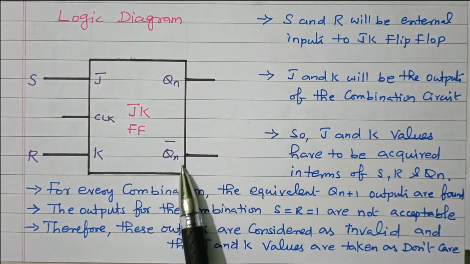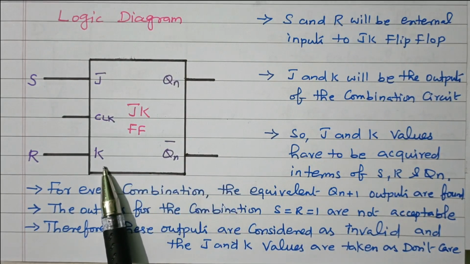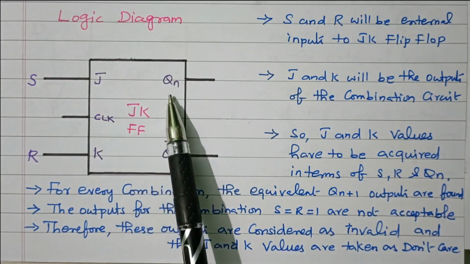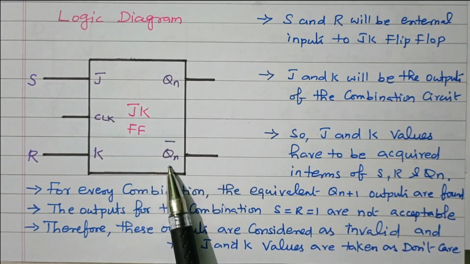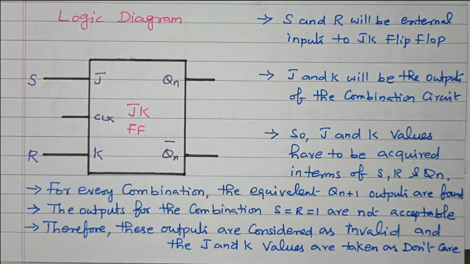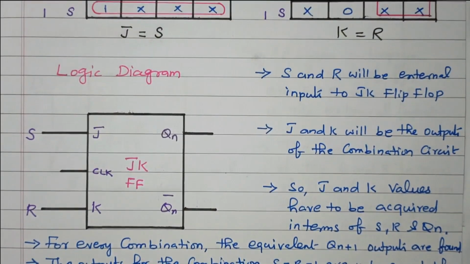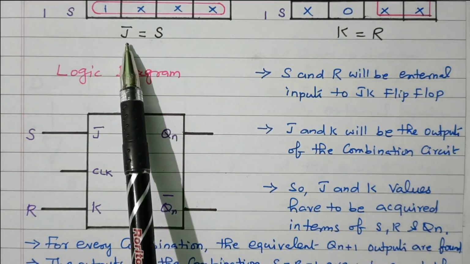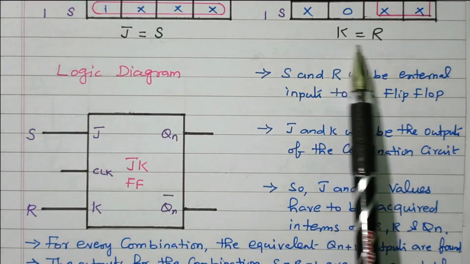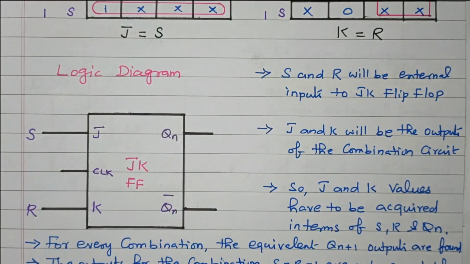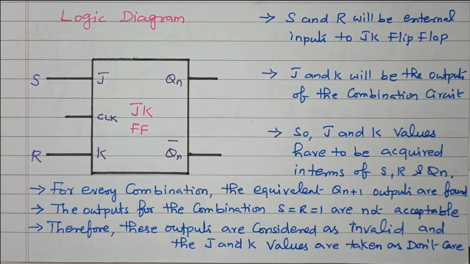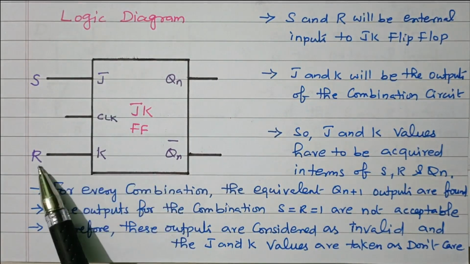So this is the JK flip-flop that we need to convert into SR flip-flop. J input, K input, clock input, output Qn, complement of output Qn bar. Now we decided J equal to S, K equal to R. From the K map we decided that J equal to S. J is given as S input. K equal to R. K is given as R. Right? So the expression is very simple. We got J is S, K is R.